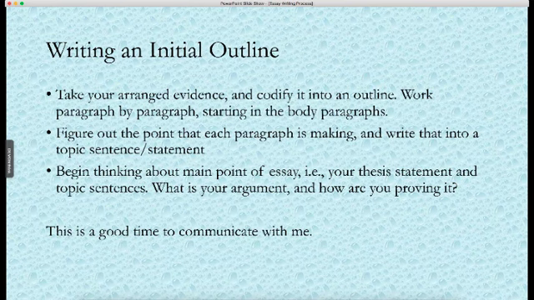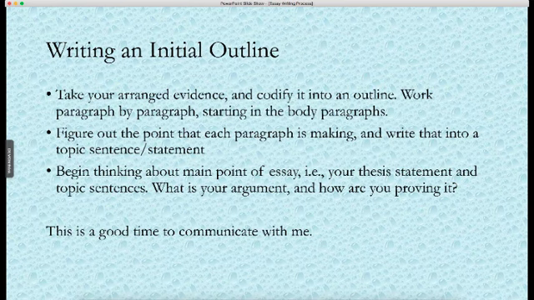So figure out which 2 or 3 quotes go together. Figure out how they're connected and what claims you want to make based off those quotes. Work paragraph by paragraph, finding 2 or 3 pieces of evidence per paragraph, and finding how they relate, and outline them.